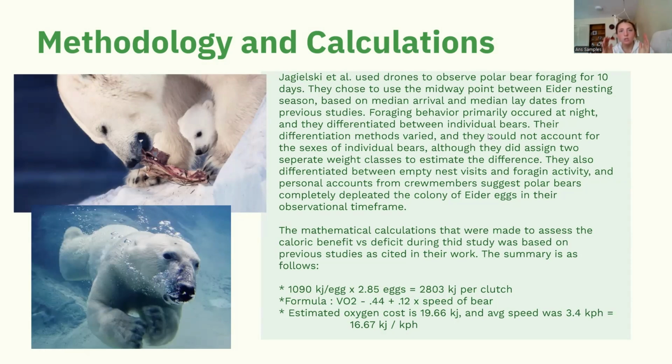They chose kind of the middle of the nesting season, just based on the median arrival and median lay dates of the eiders, which they cited another study for. But they could differentiate between individual bears to a certain degree. Their differentiation kind of varied, and they did say that if they were unable to differentiate based on markings or behavioral patterns of an individual, they just counted it as an extra. So they did say to take that with a grain of salt. And it goes the same for sexes as well.